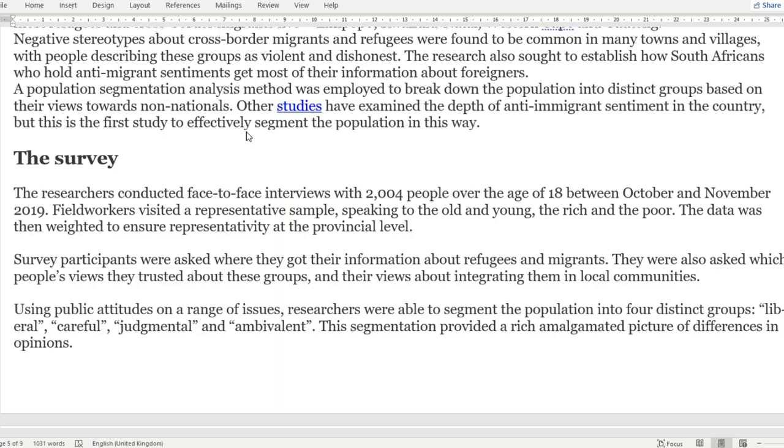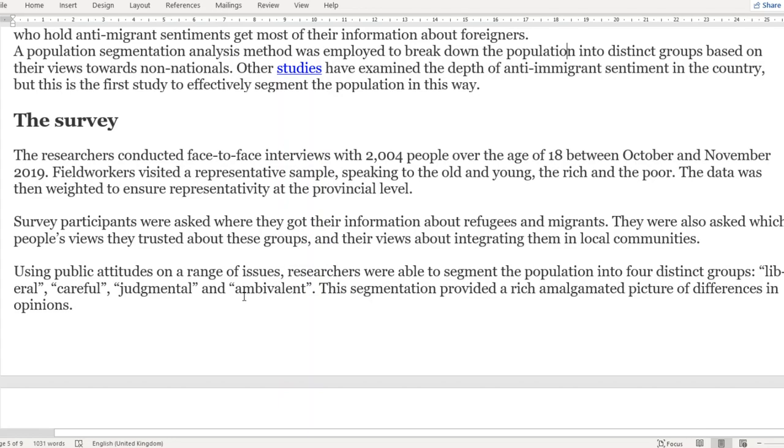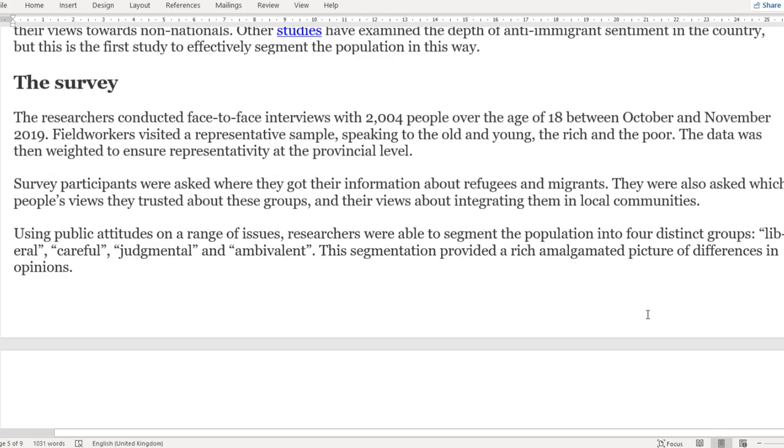Survey participants were asked where they got the information about the refugees and migrants. They were also asked to which people's views they trusted about these groups. And so here they're going through the questions that they've asked this community. Using public attitudes on a range of issues, researchers were able to segment the population into 4 distinct groups: liberal, careful, judgmental, and ambivalent. Ambivalent means neither here or there, so fence sitters. The segmentation provided a rich amalgamated picture of differences in opinion. So this imparted that they accounted for all the different opinions on this.